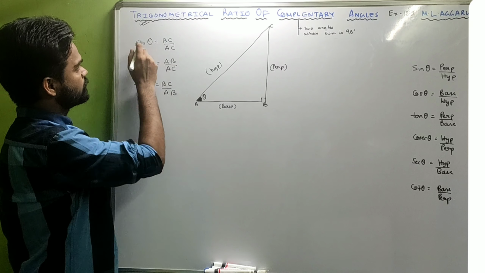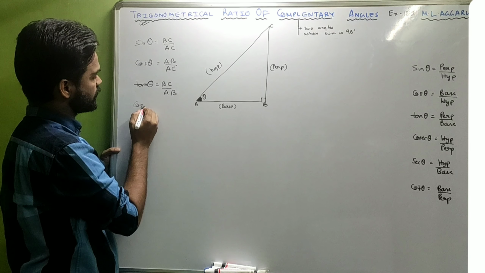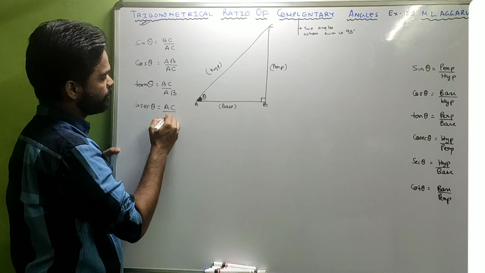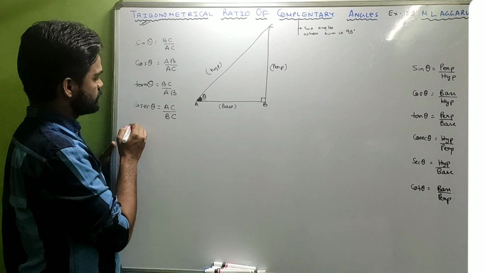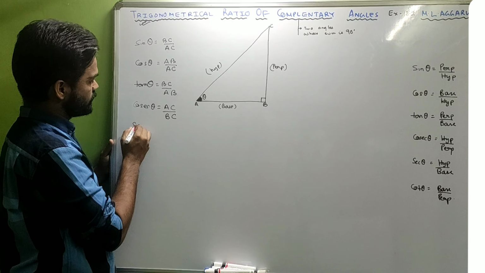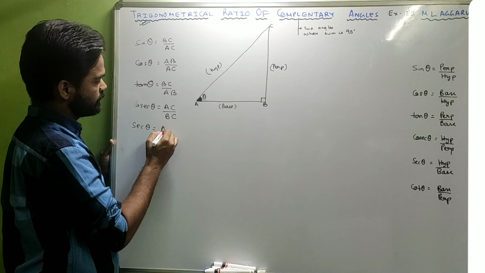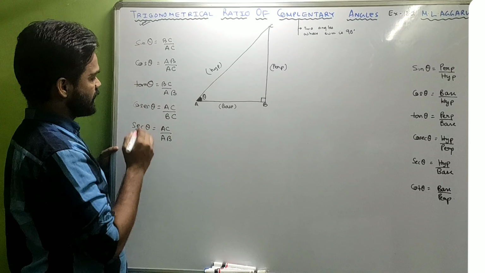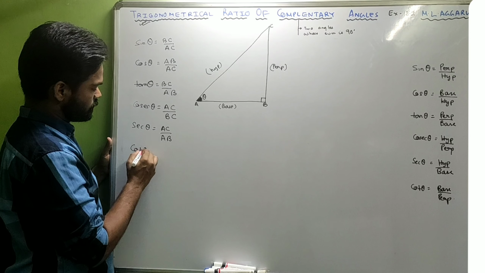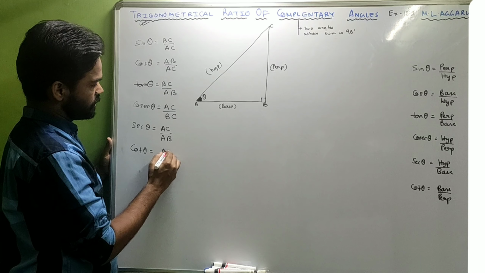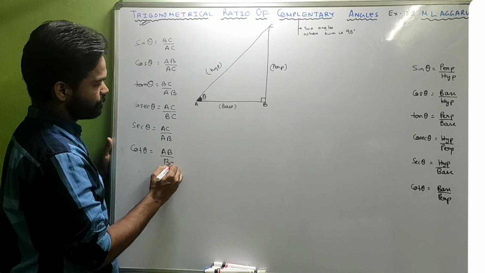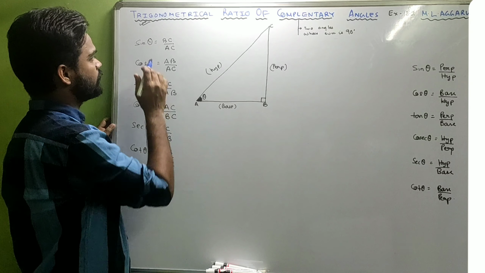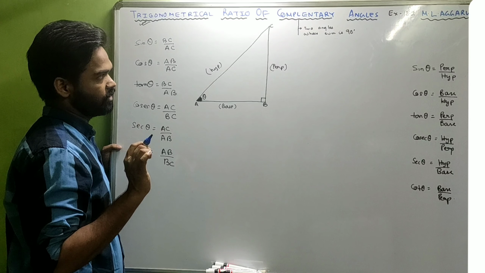Now the reciprocals. Sine's reciprocal is cosec, so cosec theta is AC by BC. Similarly, cos's reciprocal is sec, so sec theta will be AC by AB. Similarly, tan's reciprocal is cot, so cot theta is AB by BC. Okay, so these are the 6 trigonometrical ratios.